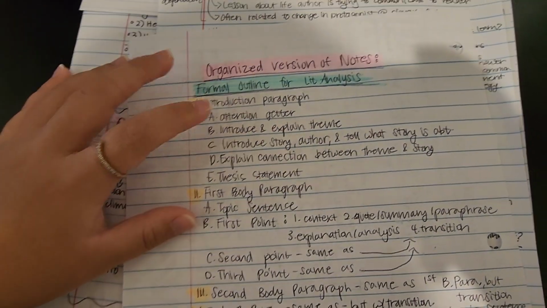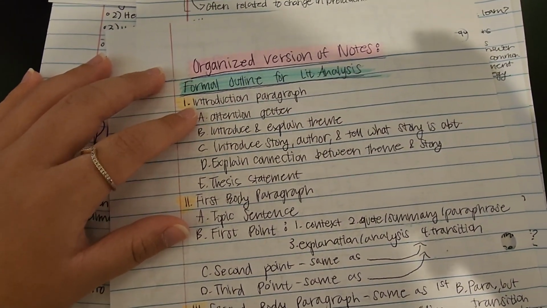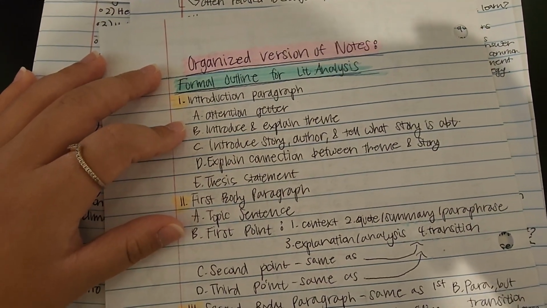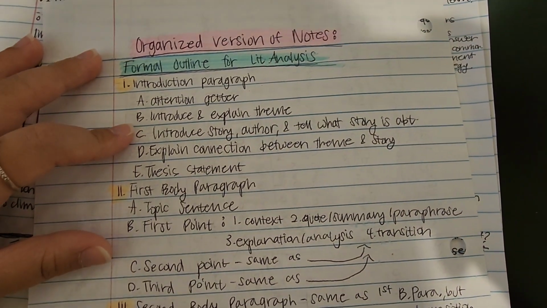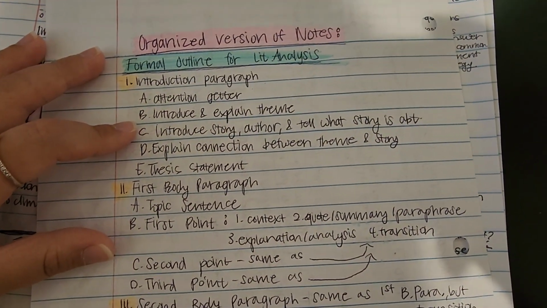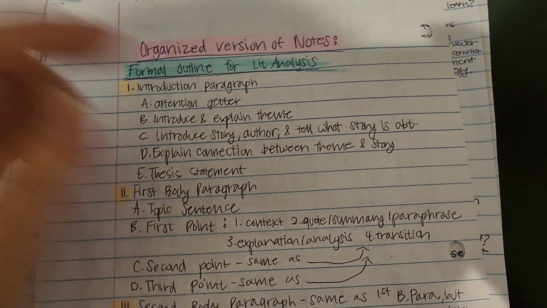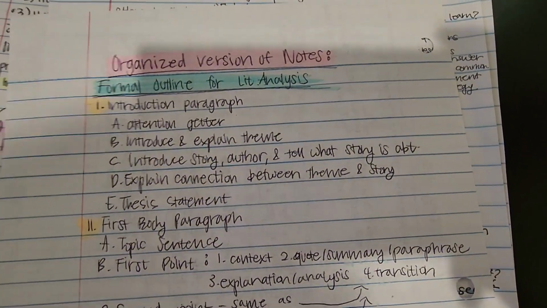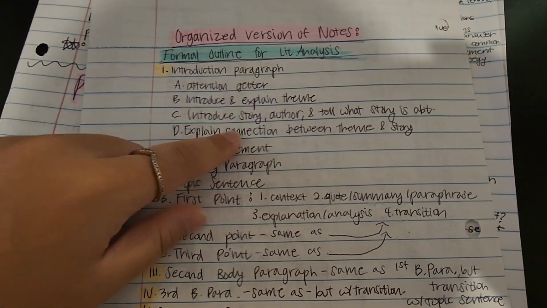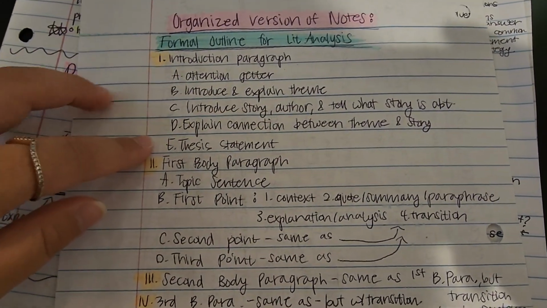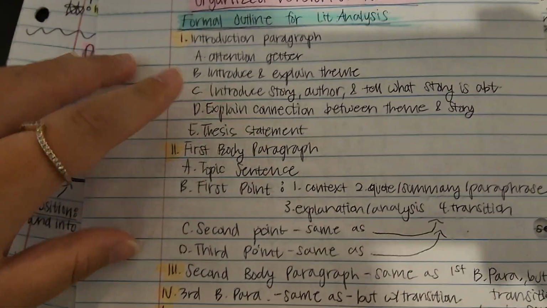So I'm going to organize it a bit. First, the introduction paragraph. In your introduction paragraph, you should have an attention getter. Introduce and explain the theme. Introduce the story and author, and tell what the story you read is about. Explain the connection between the theme and the story, and lastly, your thesis statement.